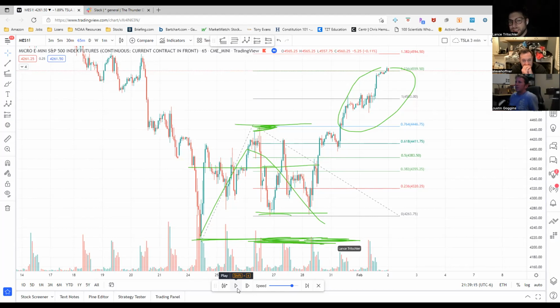Because then if this happens, I catch the whole wave 3. And if it doesn't happen, I know immediately that it's going to make the wave 5. And then I just get back in at the bottom of the wave 5 and I try again.